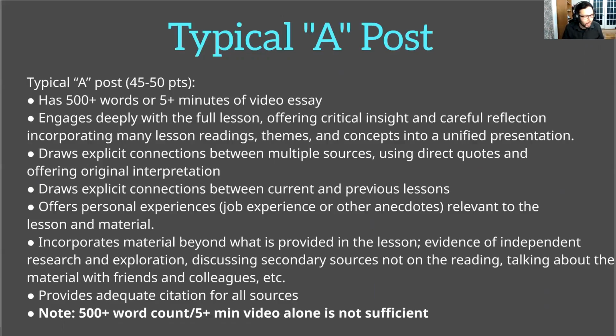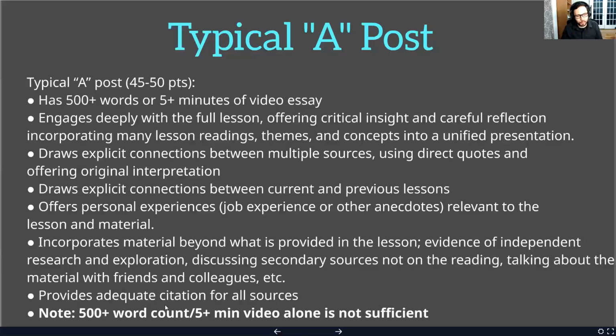If you can remind us what we learned in earlier lessons and how it still applies in these later lessons, that's stuff I like. Personal experience, job experience, other anecdotes, I've talked about this a little bit already. That's the kind of stuff that'll bump your grade up to an A also. Also, further research. If you're looking to other sources, if you've done other research on the material, research beyond Wikipedia even, that's the kind of stuff that I like. And remember, provide citations for all those sources.